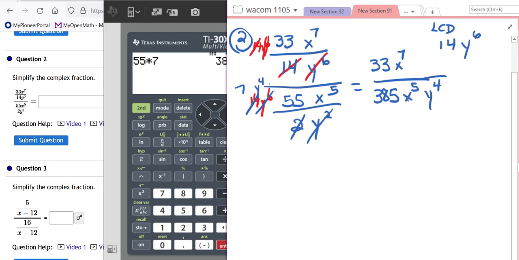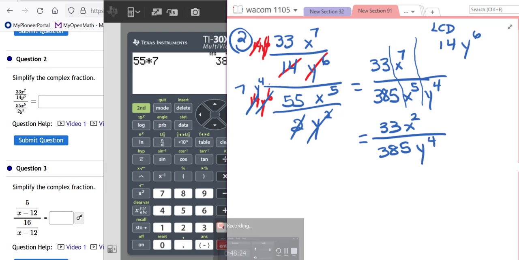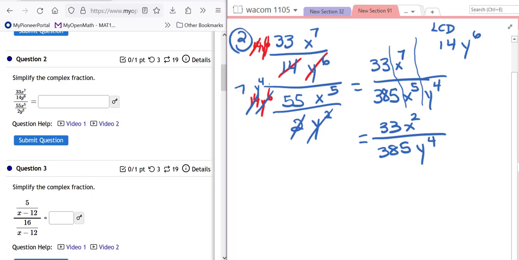Here we have x's that we can subtract. All right, let's see, 13, yeah, that's not going to reduce. I was looking to see if 3 would divide into this, but it doesn't divide into the sum of those digits, so it shouldn't divide into 385. So we're going to keep the 33 and the 385. The x's are going to subtract exponents, leave us x squared, and the y will stay as it is. Get this out of the way. So that should be our answer.